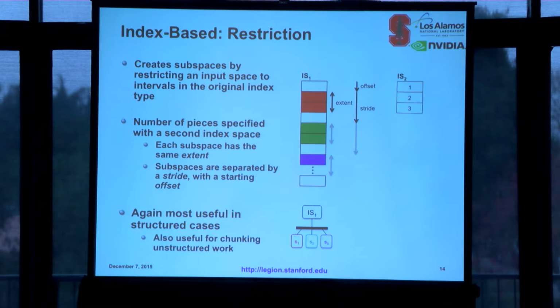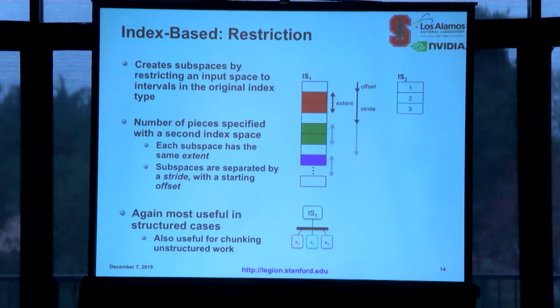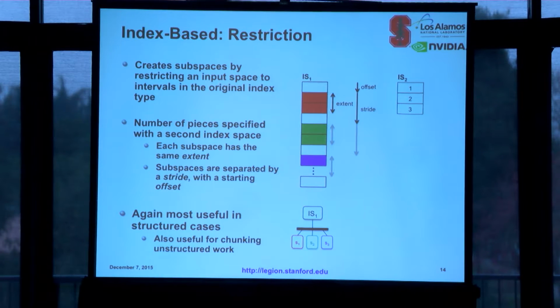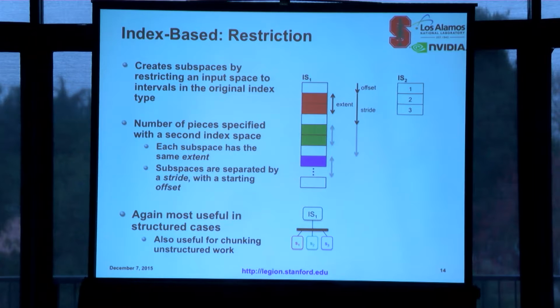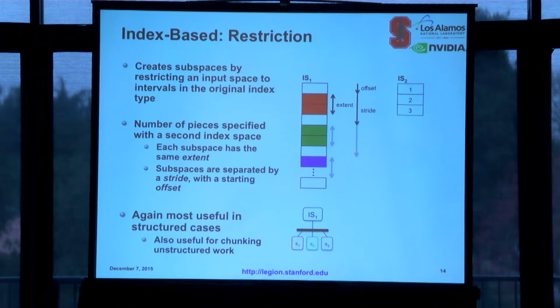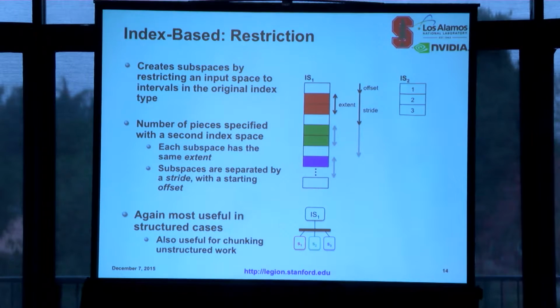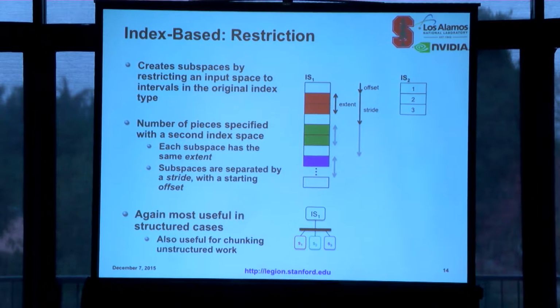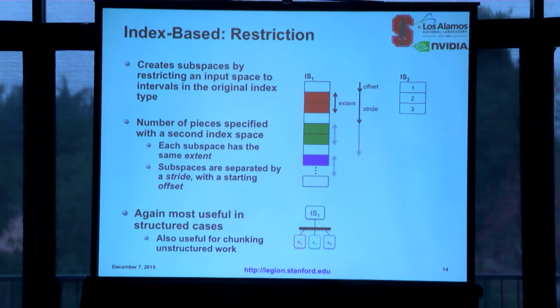So again, this is most useful in the structured cases, but it actually shows up in a number of unstructured cases also. For example, Pennant, one of the codes we play with a bunch, could use this to do the cache blocking that it does. It starts with an unstructured space, but then it wants to chop it up into regular chunks to fit in the cache. And this operation works well for that.